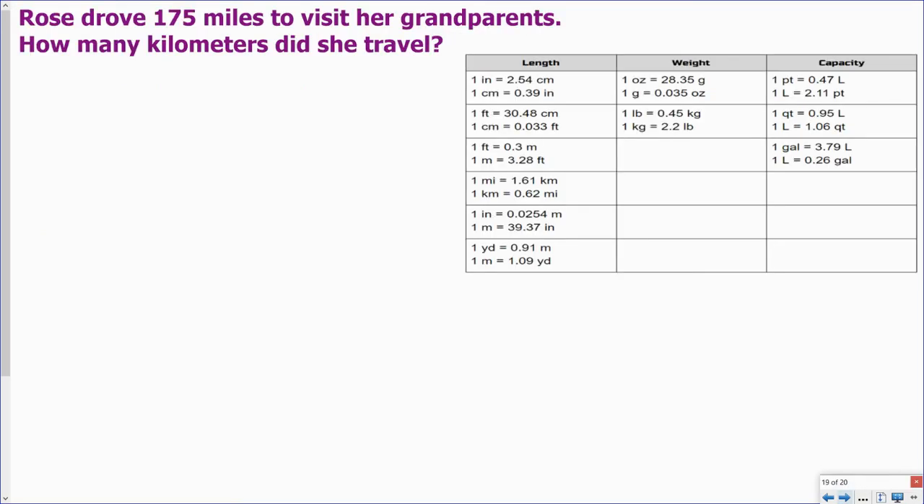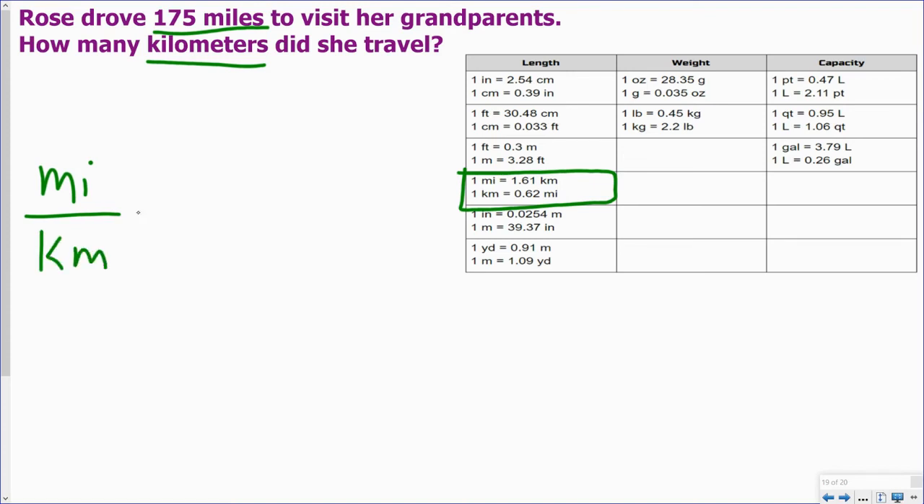So here we kind of have more of a story problem type. It says Rose drove 175 miles to visit her grandparents. How many kilometers did she travel? So we're comparing the 175 miles and we're trying to figure out how many kilometers that is. And so when I look over here at my table, I am looking at miles and kilometers, which would be right there.